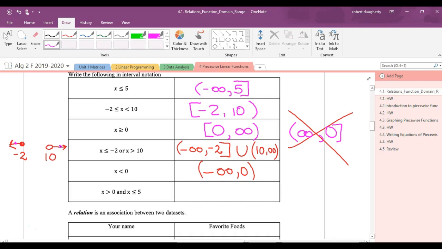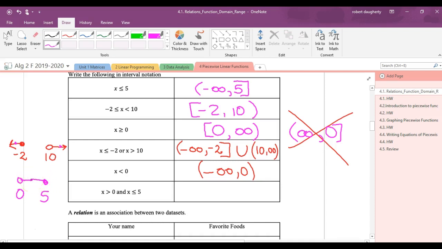Okay? What about numbers that are greater than 0 and at the same time less than or equal to 5? So you can draw 0 and 5. What does it mean to be greater than 0? How would I draw that? Shade to the right. What does it mean to be less than or equal to 5?